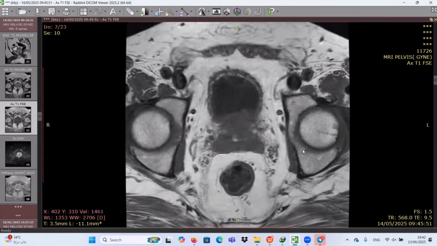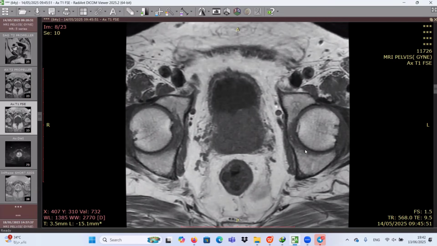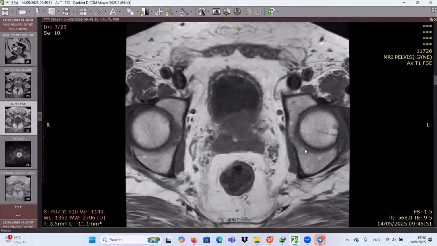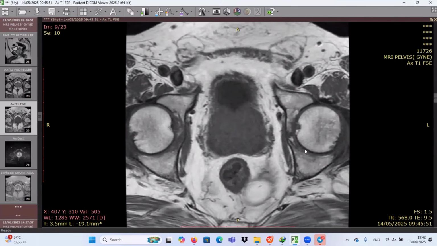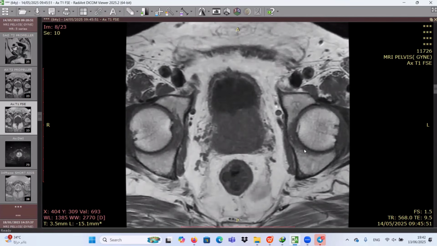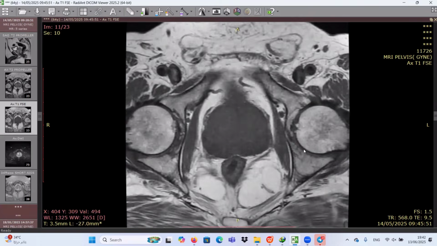T1 weighted image is very important to detect lymph node spread and neurovascular bundle invasion. As you can see here, this is a normal neurovascular bundle. It is surrounded by fatty signal intensity at 5 o'clock and 7 o'clock position. Also, any periprostatic fat invasion is easily demonstrated in the axial T1 weighted image. The obturator canal is easily demonstrated in the axial T1 weighted image. The bone marrow and bone marrow deposits can be easily seen in the axial T1 weighted image.